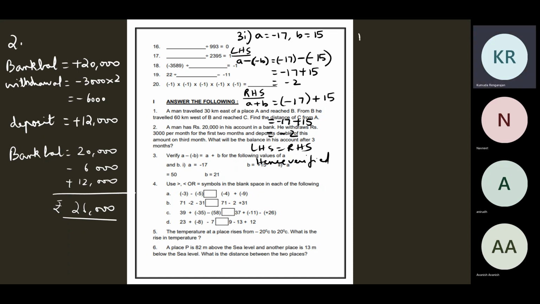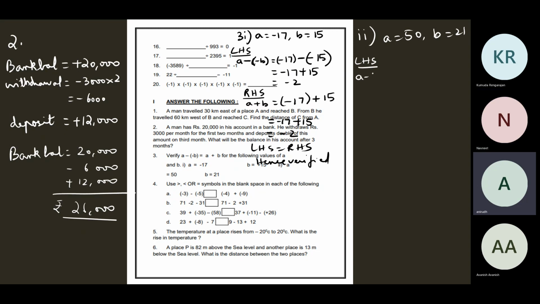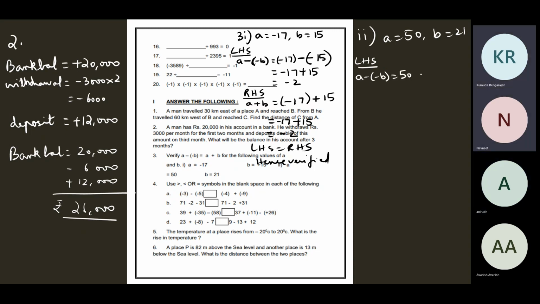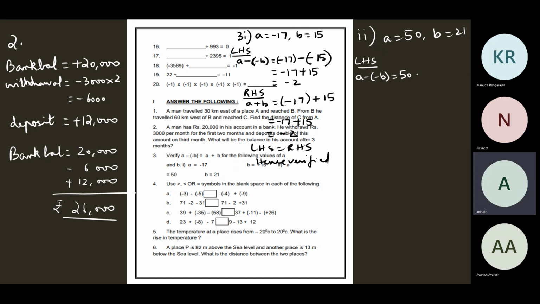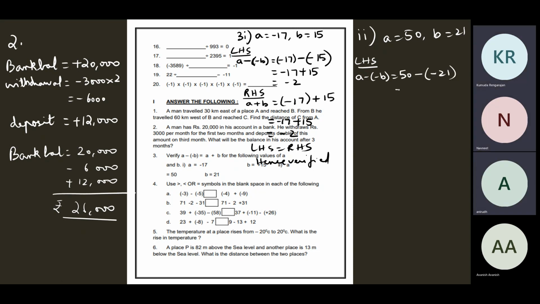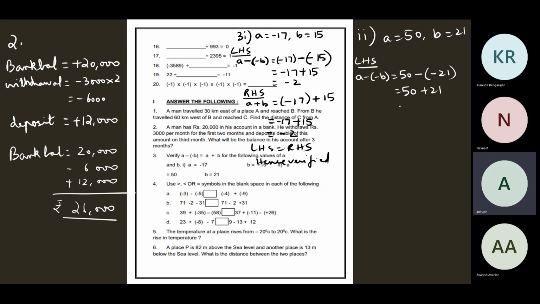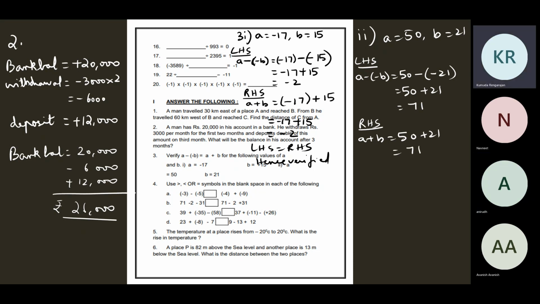Now let's do for A 50 and B 21. Okay. What is the LHS, boys? A minus of minus B, ma'am. So 50 minus of minus 21, ma'am. Very good. So 50 plus 21, ma'am. Very good. So 50 plus 21 is 71. Very good. RHS? RHS is equal to A plus B, ma'am. 50 plus 21 is 71, ma'am. So hence verified, ma'am. Very good. I like your bold answer, Anirudh.